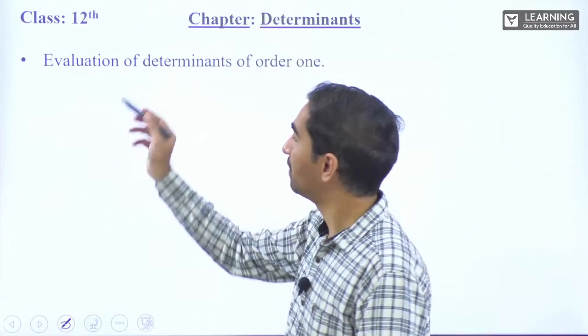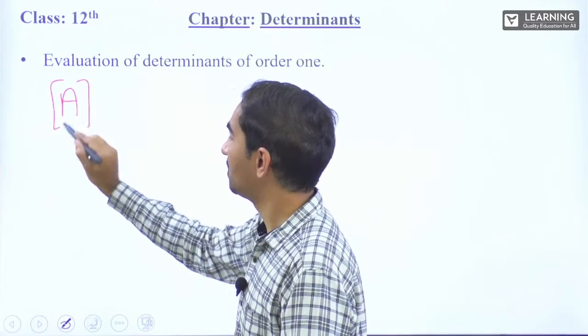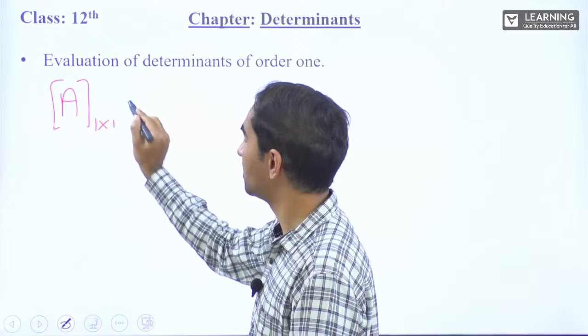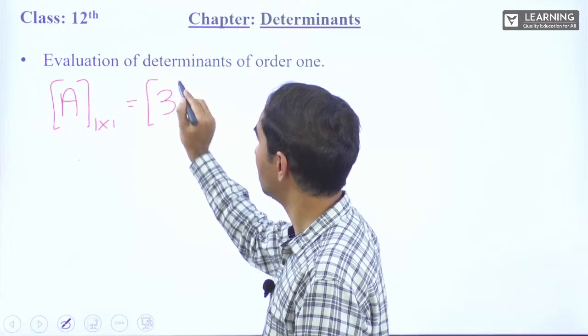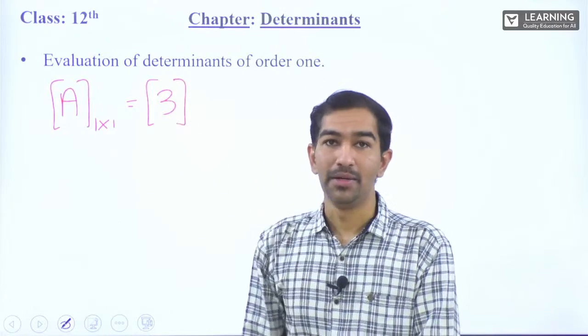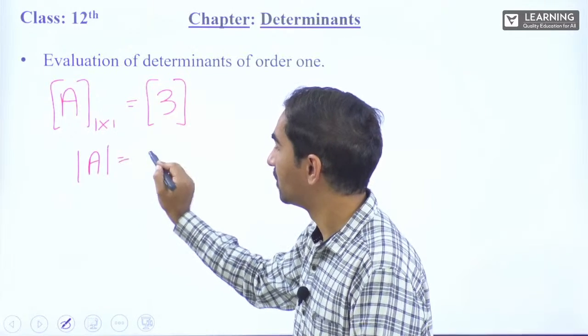For example, a square matrix is given. Square matrix A of order 1 cross 1 is given. What is the matrix given here? Let us take 3. What is the determinant of this matrix now? Determinant of A is equal to 3.